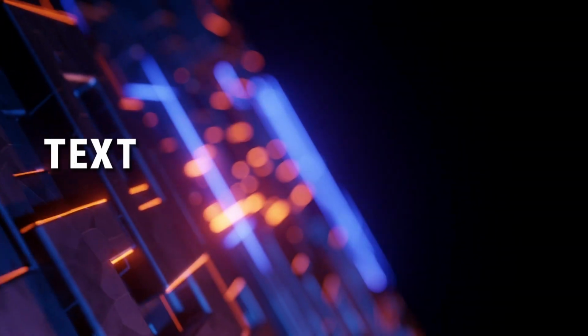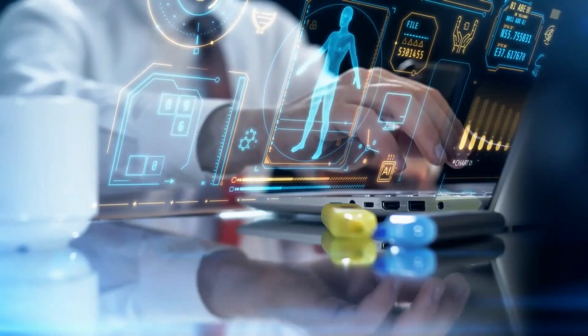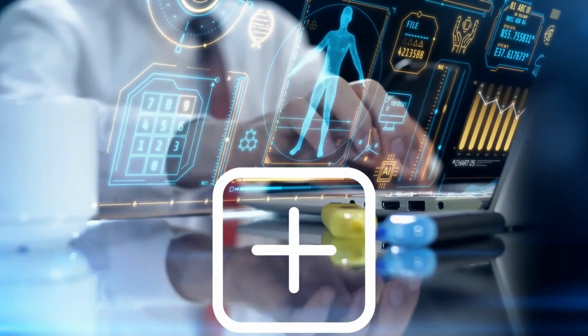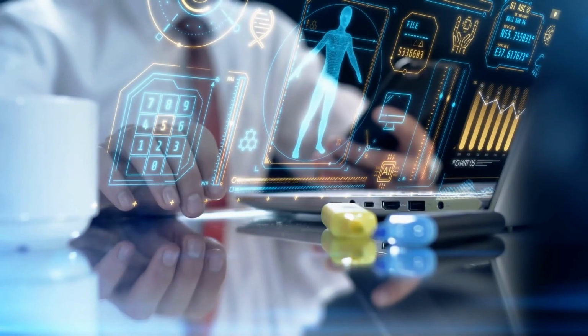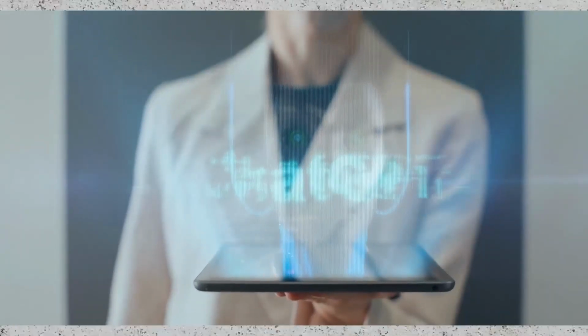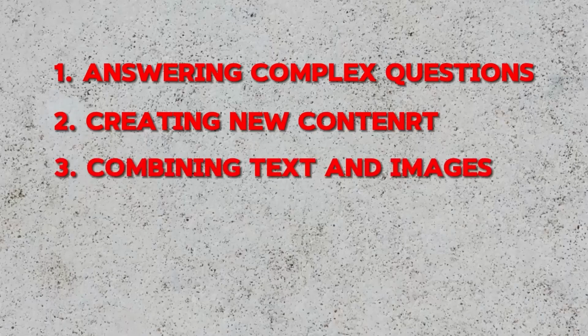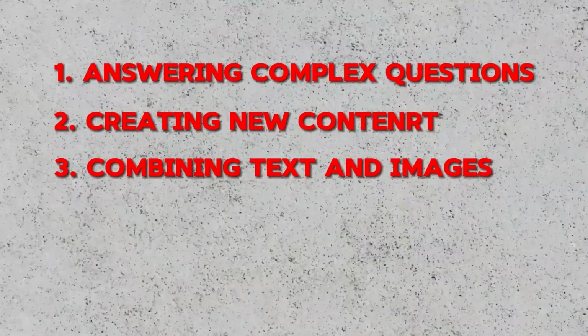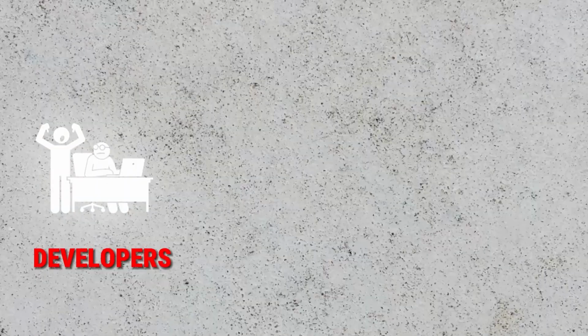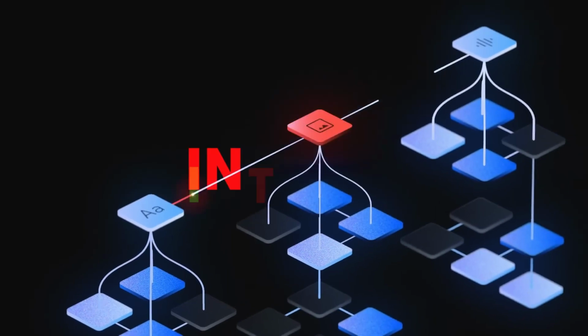Google's Gemini Pro is a powerful artificial intelligence model that can understand and generate both text and images. It is part of Google's Gemini project, which aims to create the most capable and general AI models ever. Gemini Pro can do many things that other AI models cannot, such as answering complex questions, creating new content, and combining text and images in novel ways. Google has announced that developers and enterprise customers can access Gemini Pro through the Gemini API, which is a way to communicate with the model over the internet.